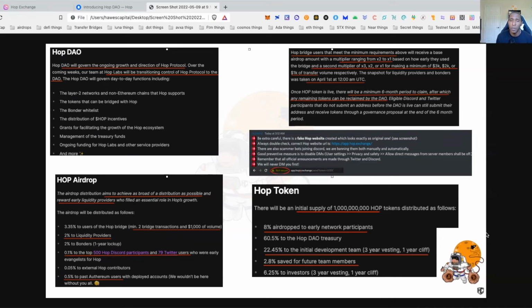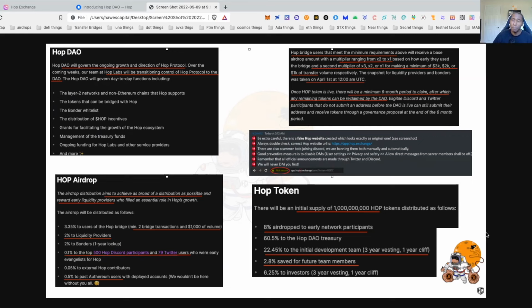So something to be aware of. The way the supply is broken down, the initial development team gets 22%, which is a pretty decent amount of tokens. Then there's an additional 2% left for future team members. So you could call it about 25% of the supply just going to the team alone. Plus you've got 6% to investors. So about 30% of this is just to the team and early investors. Definitely be careful with that if you're looking to purchase a HOP token.